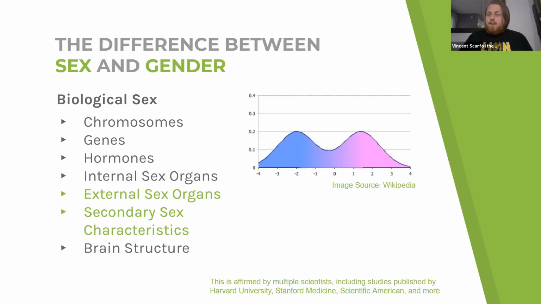It's not a binary, because if it was a binary, you would just have males and females and that's it. What we actually see is not a binary, but a bimodal distribution, which is what you see in this chart here. This is just a generic Wikipedia image of a bimodal distribution. It is not necessarily graphing gender, but this visually gives you an idea of what it would look like.